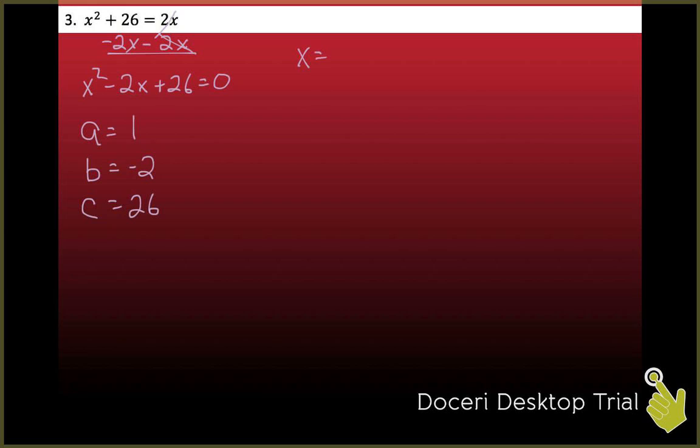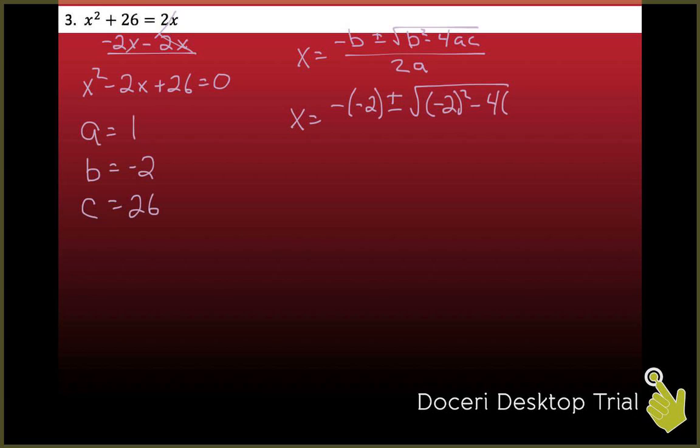Quadratic formula says x equals negative b plus or minus the square root of b squared minus 4ac all over 2a. Plug in everything, and we'll have x equals negative, and I promise this does not happen every time, but parentheses, negative 2, plus or minus the square root of parentheses, negative 2 squared, minus 4 times A is 1, times C is 26. Make sure your square root goes over the whole thing. All over 2, and in this case, A is 1.